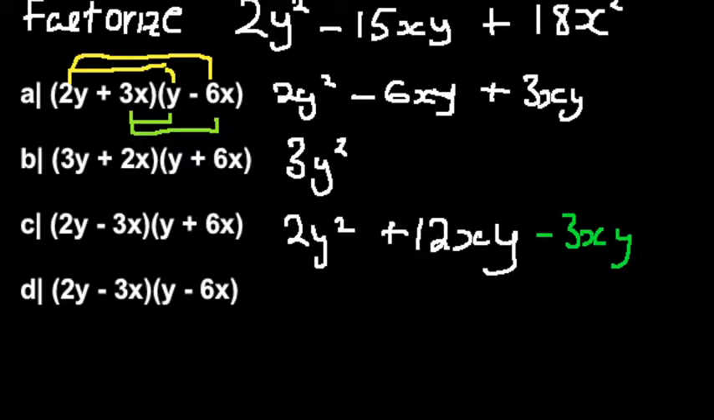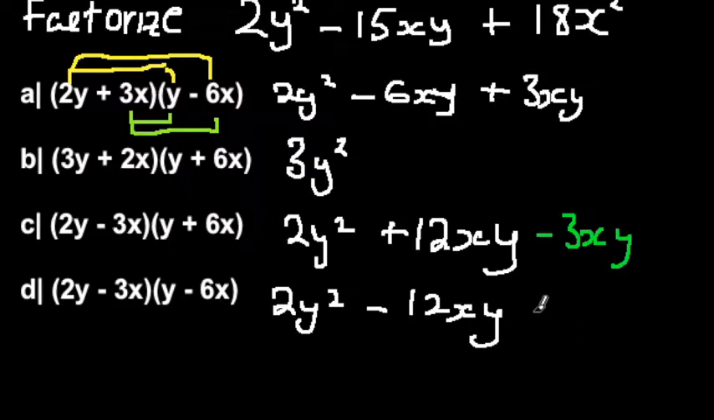So let's move on to D. And for D, we have 2y squared minus 12xy minus 3xy. So now we can see we have gotten two values that add up to minus 15, and so there's hope that this might actually be the answer. And so when we solve the last piece, we get positive 18x squared. And now you can see that the correct answer is D.